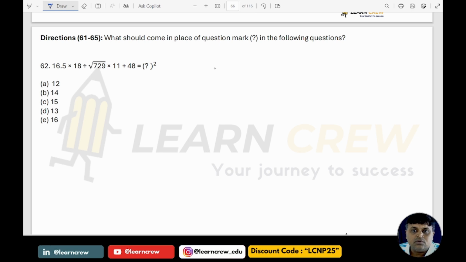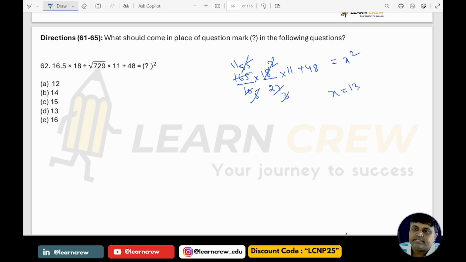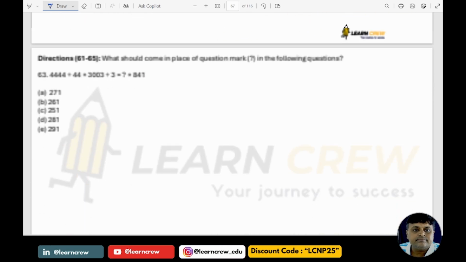So now what should come in place of this? It is 16.5, 165 by 10 into 18 by 27 into 11 plus 48 is equal to x square. What is the value of x? So if you see here, 48 plus 121 is 169. So x is 13.